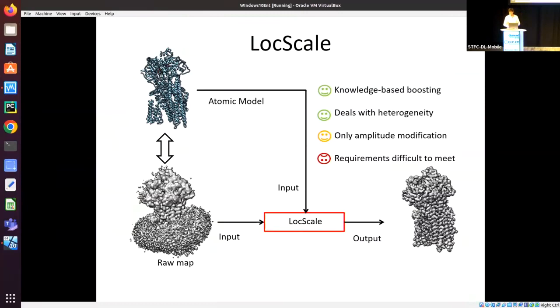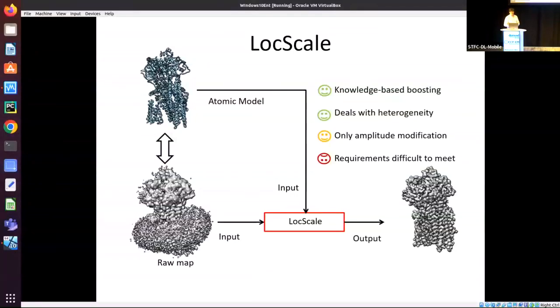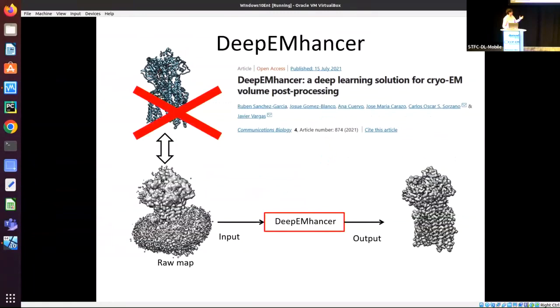But of course, if you already have the atomic model, well, probably you don't need to do the cryo-EM thing before. So this is one of the limitations, although it is true that you can try to use some homologous models or things like that. But nevertheless, this is an important limitation of this current approach, despite the quality that you can get from it. So what we tried to do in DeepEMhancer was to get results of similar quality to this kind of post-processing, but without the requirement of any atomic model.